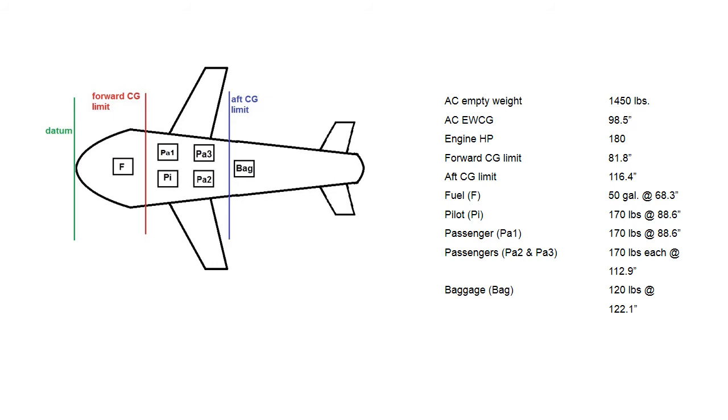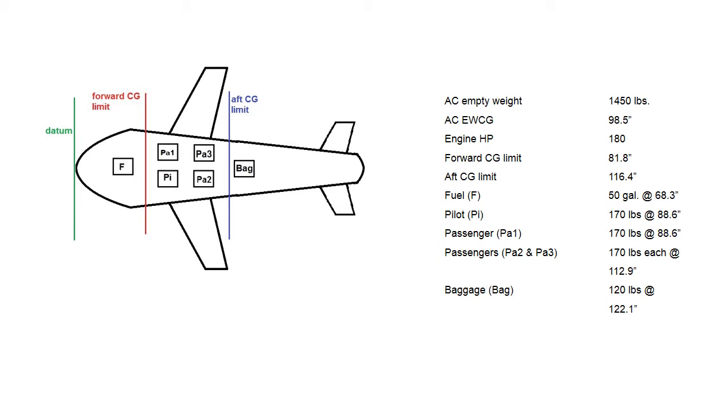Let us perform an extreme condition check for the aircraft pictured on the left with an empty weight of 1,450 pounds and an empty weight center of gravity at 98.5 inches from the datum, with a 180 horsepower engine. It has a forward CG limit of 81.8 inches from the datum. It has an aft CG limit of 116.4 inches. It has one fuel tank with a 50-gallon capacity at 68.3 inches.